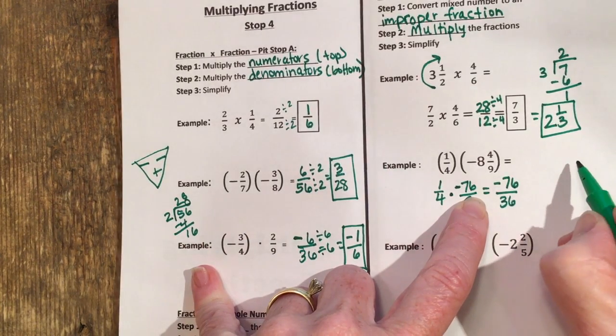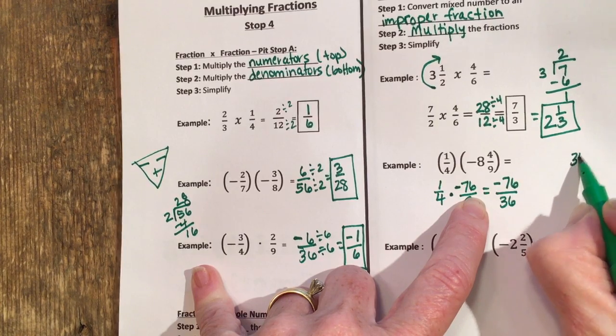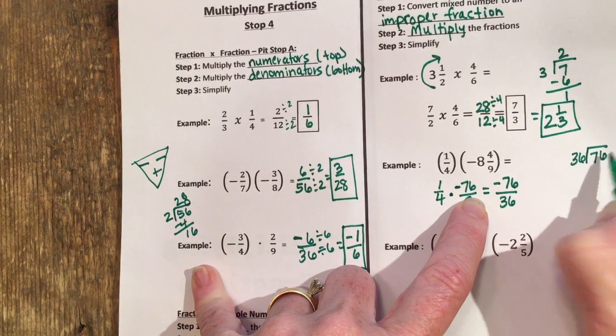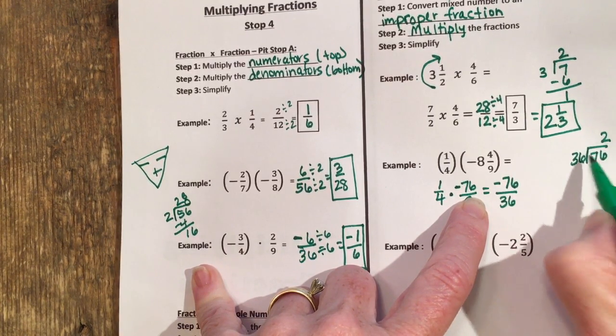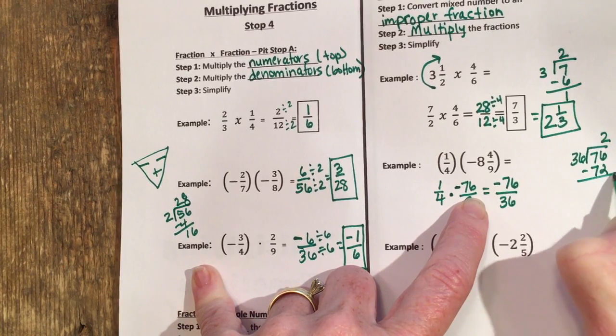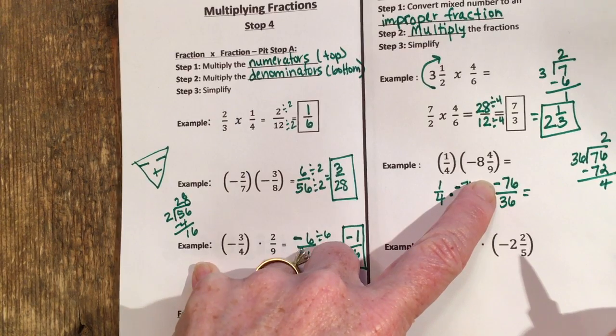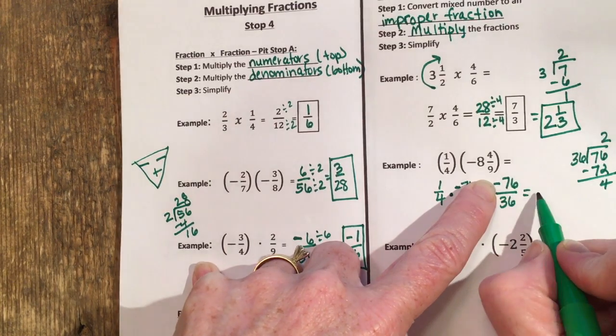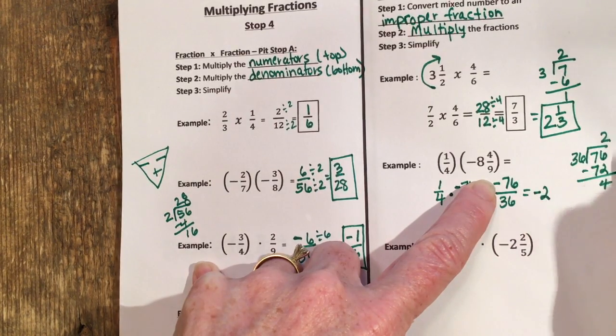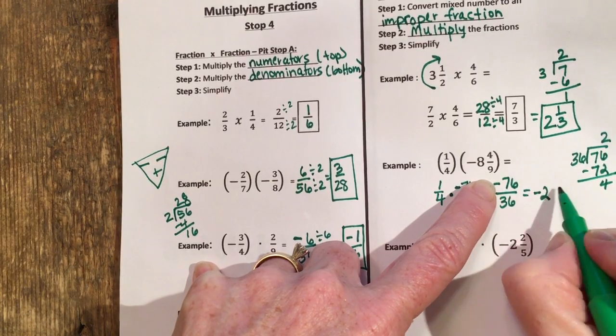I need to make this a mixed number, so I'm going to divide 36 into 76. It will go 2 times. 2 times 36 is 72. When I subtract, I get 4. So I'm going to write this as a mixed number. Remember, my answer should be negative, so I'm going to write a negative 2. That's my whole number. My numerator is 4.